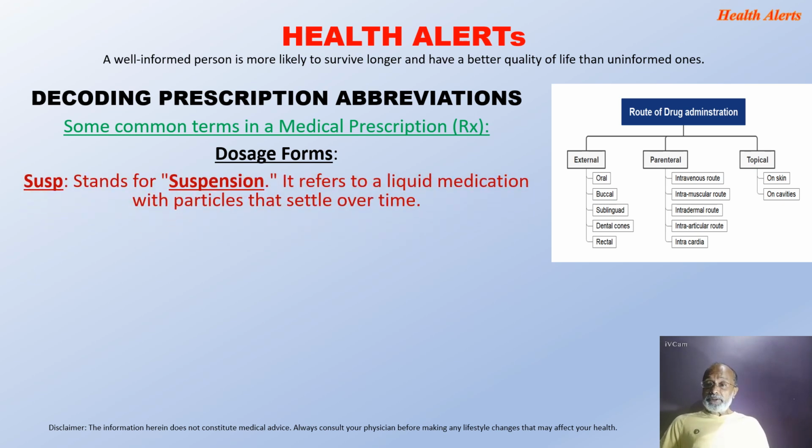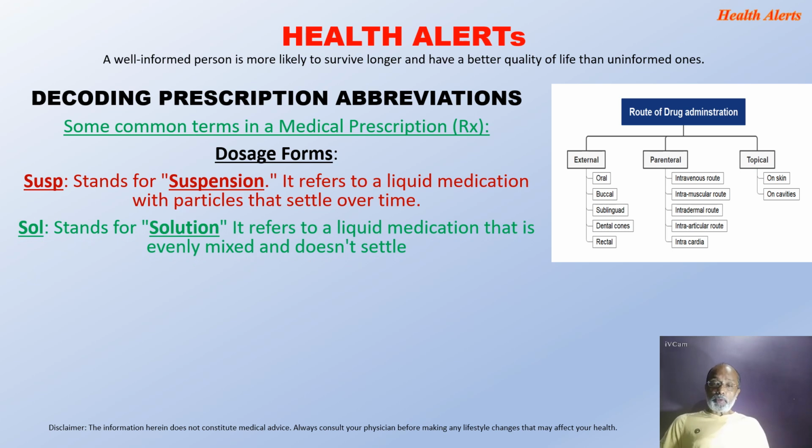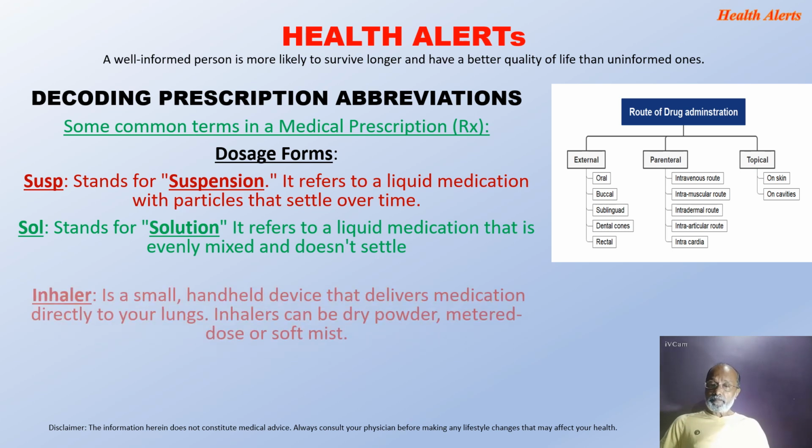Dosage form SUSP, if it is mentioned after any drug, it means suspension. It refers to a liquid medication with particles that settle over time. Mostly in pediatric formulation or dosage, suspension is being used. SOL stands for solution. It refers to a liquid medication that is evenly mixed and doesn't settle.